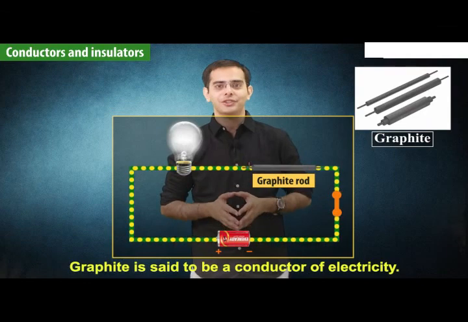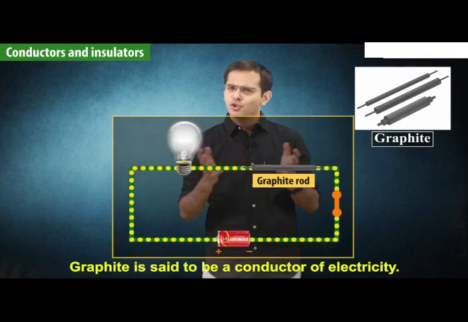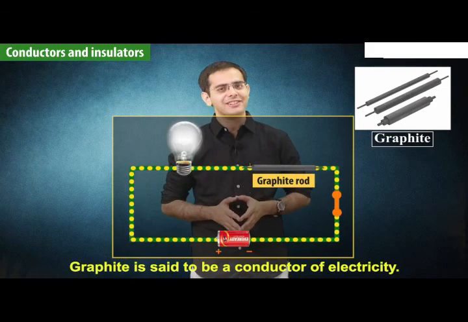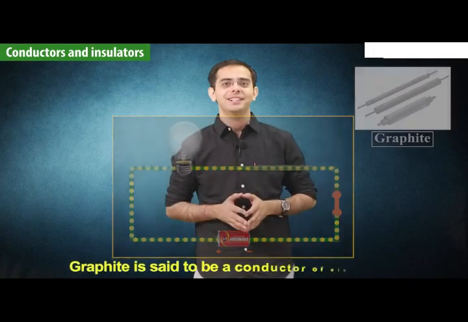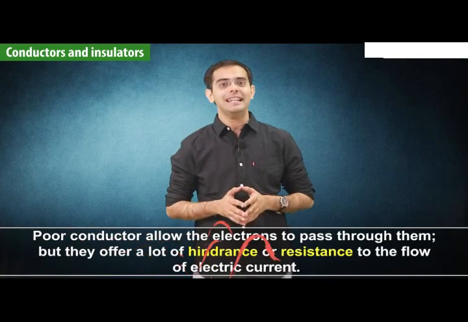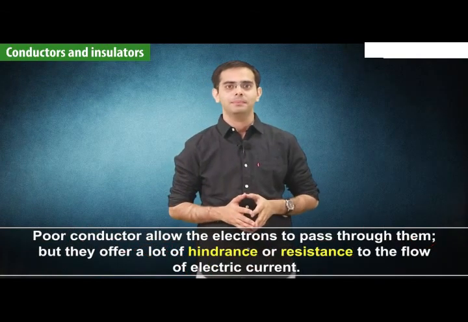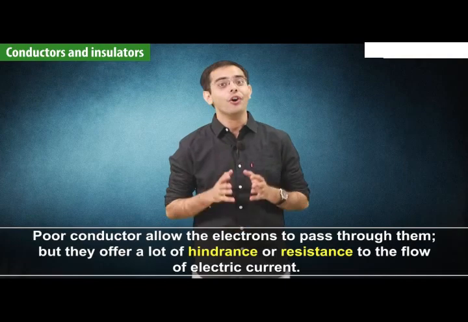Now, if there's a good conductor of electricity, then shouldn't there be a bad conductor or a poor conductor of electricity as well? So students, you are thinking it right. Poor conductors do exist, and they are the materials that allow the electrons to pass through them. But then they offer a lot of hindrance or resistance to the flow of electric current. The electrons lose a lot of energy while flowing through the poor conductors. And this loss of energy by electrons appears as heat energy.